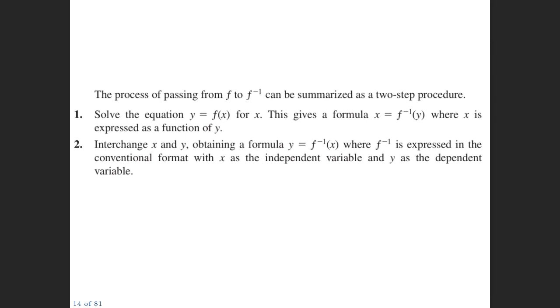So the process of going from f to f inverse, we can think of this as a two-step procedure. First, we could solve the equation y is equal to f of x for x. That would give us a formula of the form x is equal to something. And then we're going to swap all the x's and the y's, and we would end up with a formula of the form y equal to something.